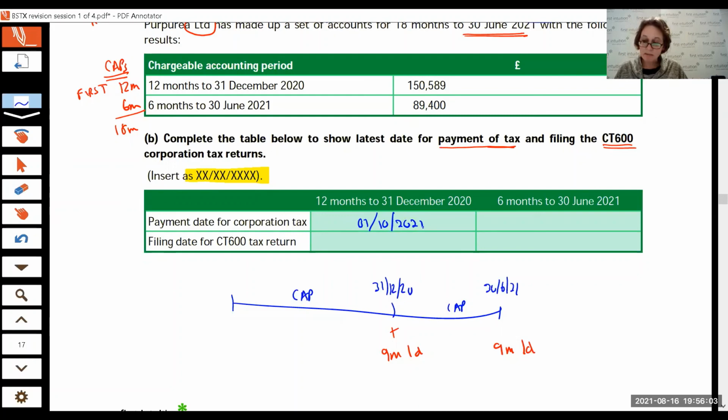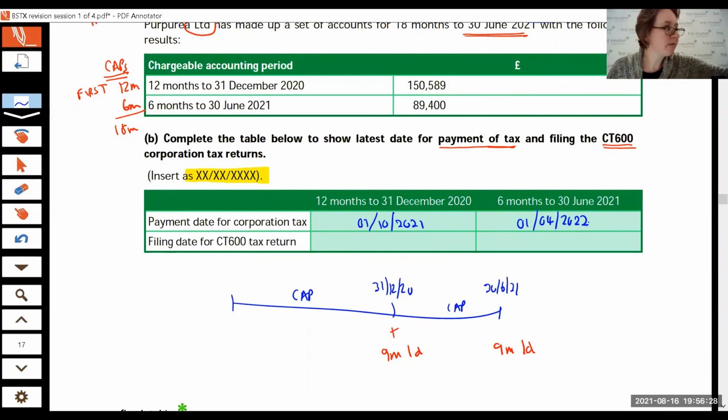Then the next one, my period ended in June. What's going to be 9 months after that? Well, 6 months will get me to December. Another 3 months will get me to March. So April then, isn't it? That extra day takes me to the 1st of April of 2022. Fabulous. So that's the payment date.